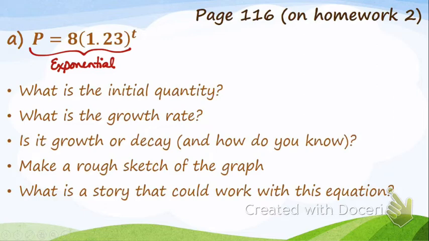Where do I go looking in an exponential function for the initial quantity? Where's the initial amount? Out in front of the parentheses. It is 8. This is the same thing as the y-intercept. So here's the initial amount.